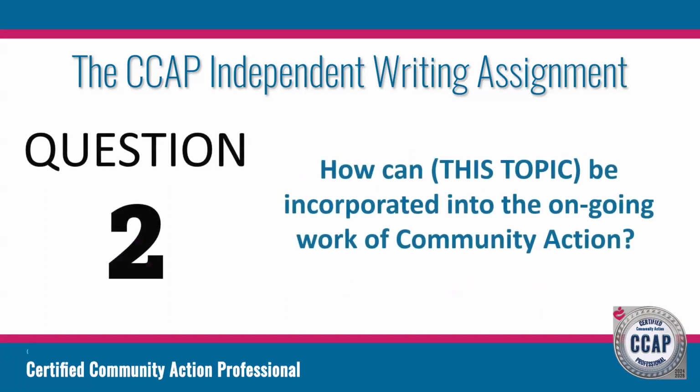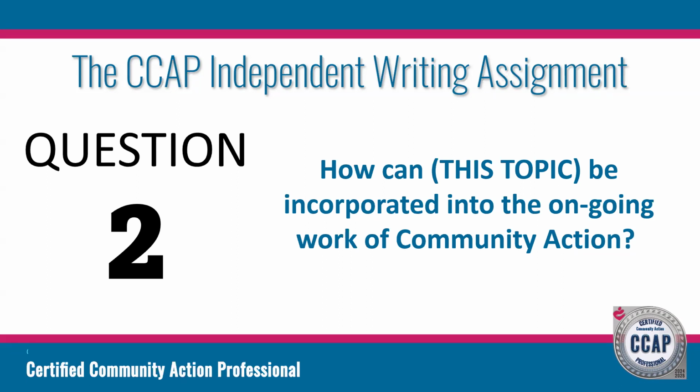Question 2 asks, how can this topic be incorporated into the ongoing work of community action? Now, to be fair, question 2 is really a 2-part question. Based on the material provided in the study guide for the independent writing assignment, candidates will be asked to provide 1 example demonstrating how the topic could be incorporated into the individual and family level work offered through a community action agency. How can this topic be incorporated into the individual and family level work of a community action agency?